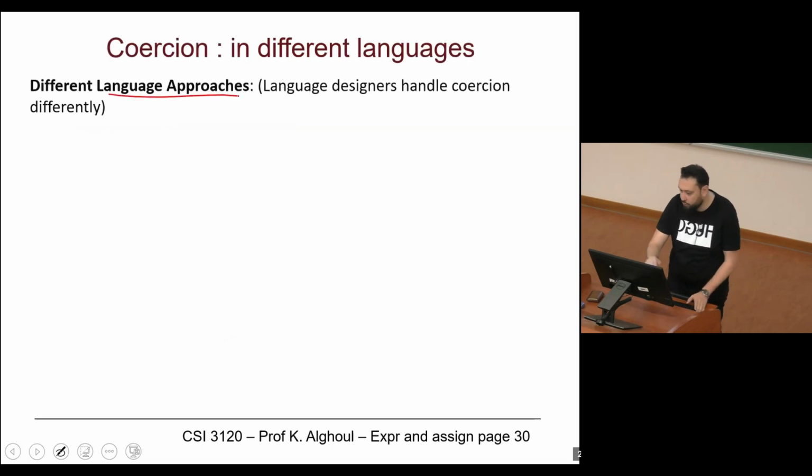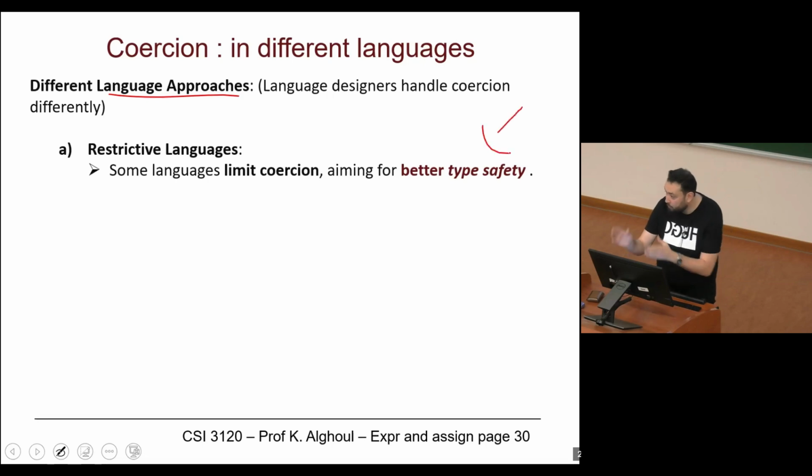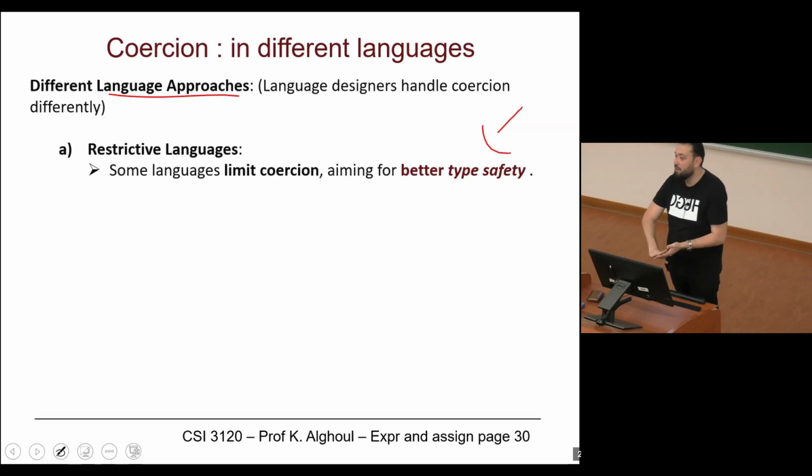So, different language approaches. Language designers handle coercion differently. Restrictive languages: some languages limit coercion, aiming for better type safety. Why? We talked about it when we talked about Java. It's strong typing, better type safety. It will give you an error, so you can detect this error at compile time. You don't have to pass the compilation and then have a semantic error somewhere else.